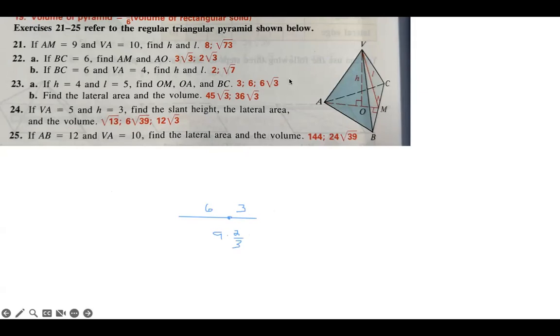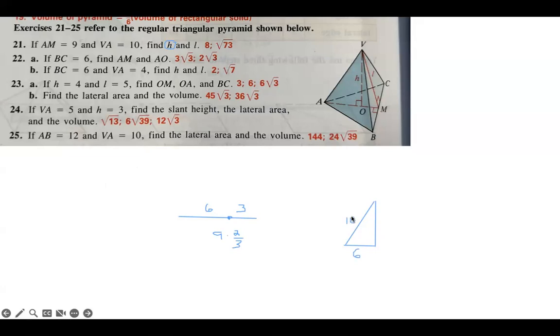And why did I care about that? Because I'm trying to find H. And if we think about that triangle right there, I'll draw it on the outside. This is the triangle that includes H. So that would be AOV. AO we just calculated was 6. Let me label that. So this is AO right here. So that's 6. VA is a lateral edge, and we're told that is 10.